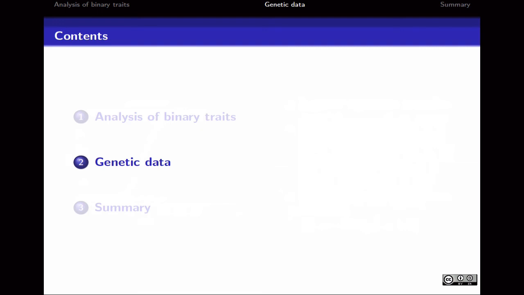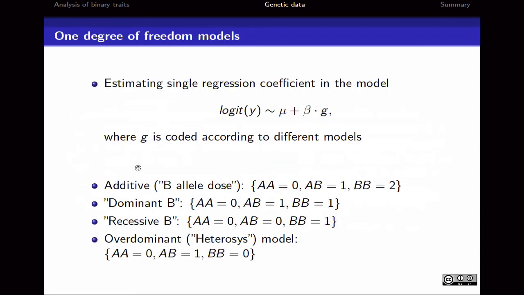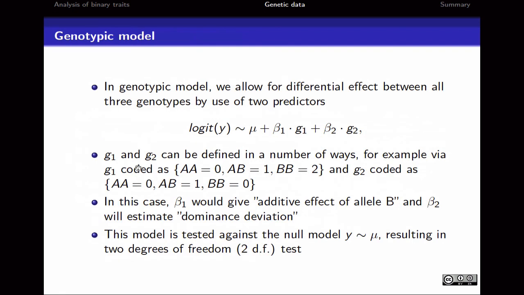So this is more or less it about the logistic regression model, and I just want to tell a few words about analysis of genetic data with logistic regression. And basically the idea is the same as with quantitative traits. So your predictor is genotype. For example, it's a SNP with 2 alleles and 3 possible genotypes. And then you can encode different models exactly in the same manner by coding your genotypes in different ways. And the same concerns the genotypic model.